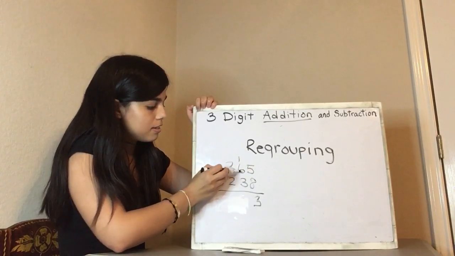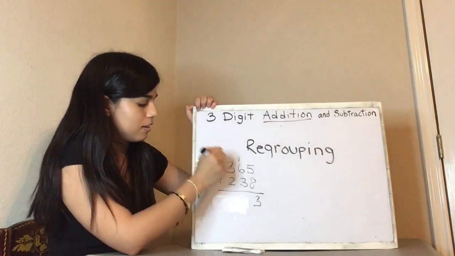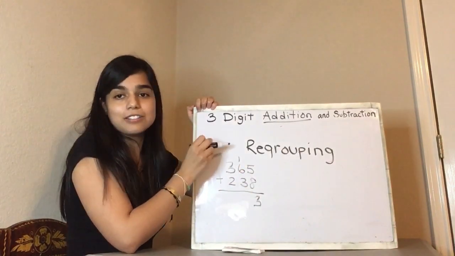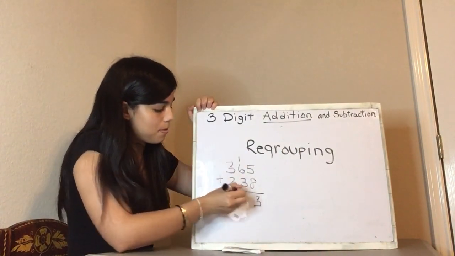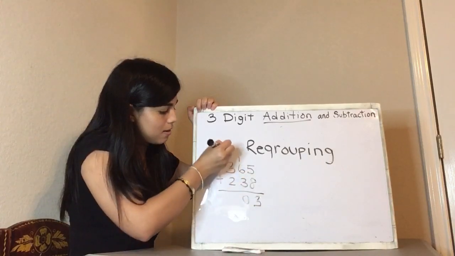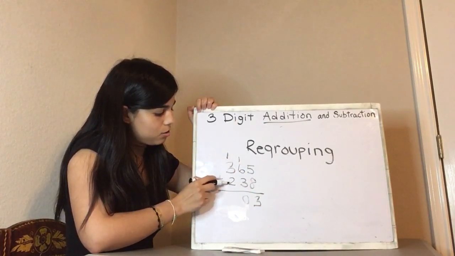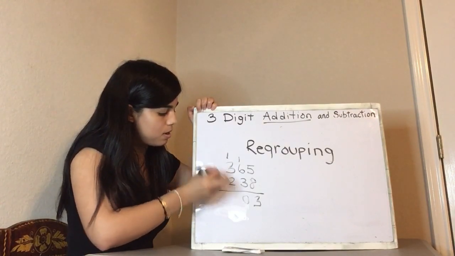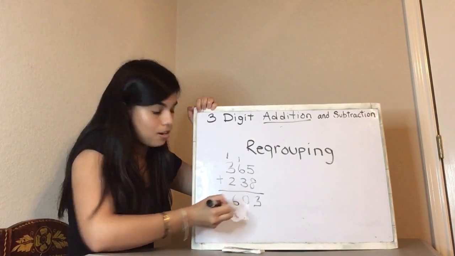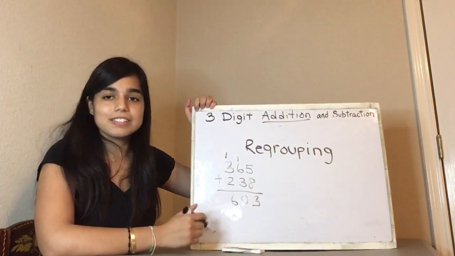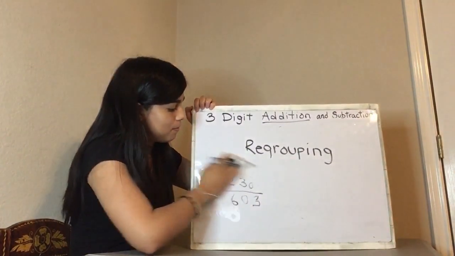All right, 6 plus 3, 9 plus 1, 10. Again, do not forget to add the 1 on the top. All right, so 10, the 0 there, the 1 next door. 3 plus 2, 5 plus 1, 6. 603. Is that the answer you got? All right, good job.